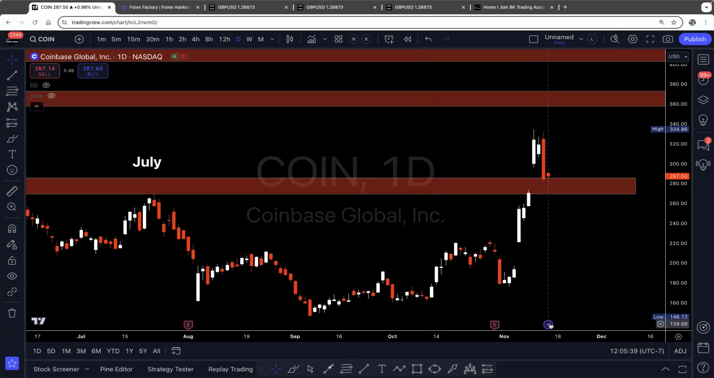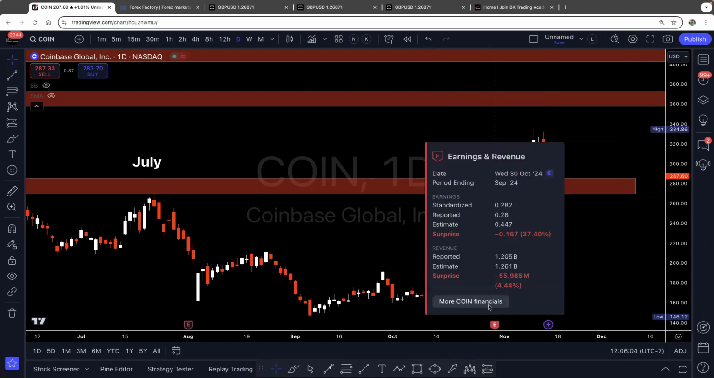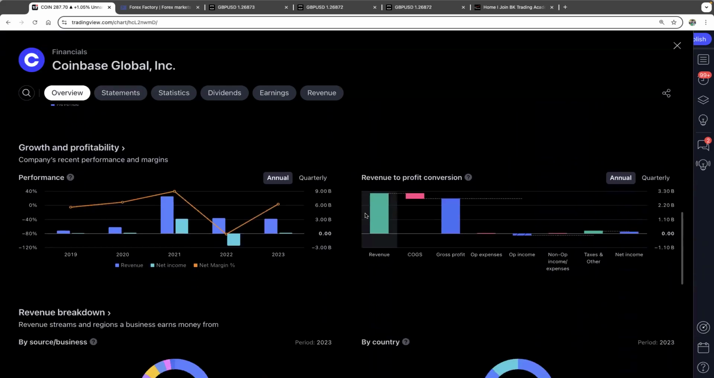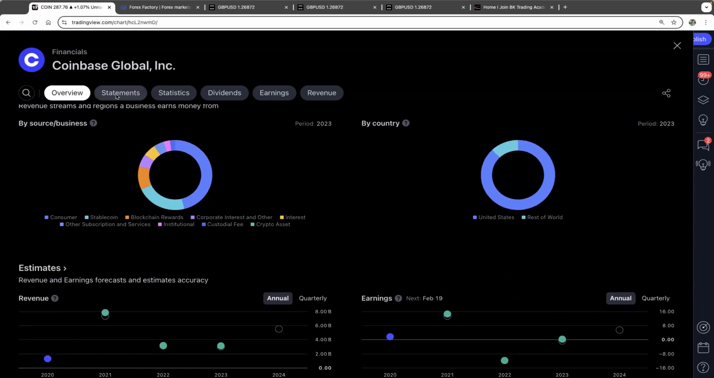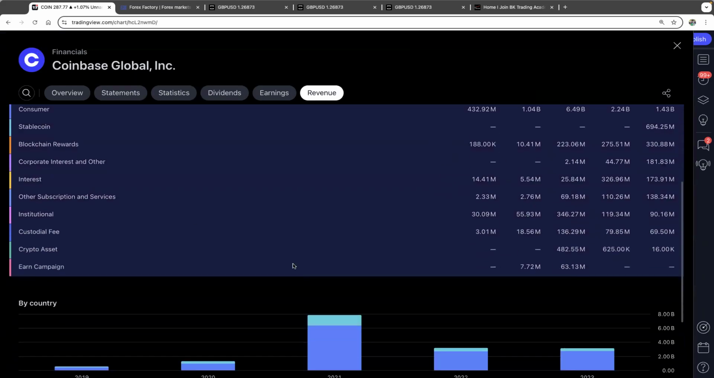When I click this key facts today, this is really important for a stock trader. And I like TradingView because it provides me with all of this. I don't have to go to the Coinbase website, see what's going on, find their earnings report, which is hard sometimes to find. Have to scroll all the way down on their website, go to investors, then find their earnings, then scroll and nope. All I have to do is go to TradingView, click the earnings report, click more financials right here, and it gives me a nice, beautiful, clean, colorful graph of their earnings, their overview, their statements, their statistics, their dividends, earnings, all that stuff. And it's all right here.